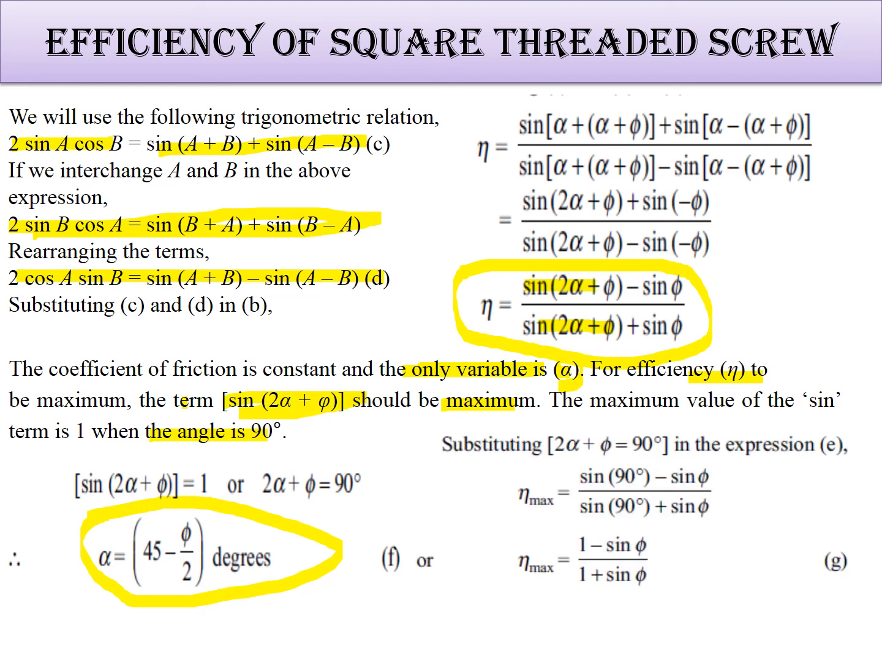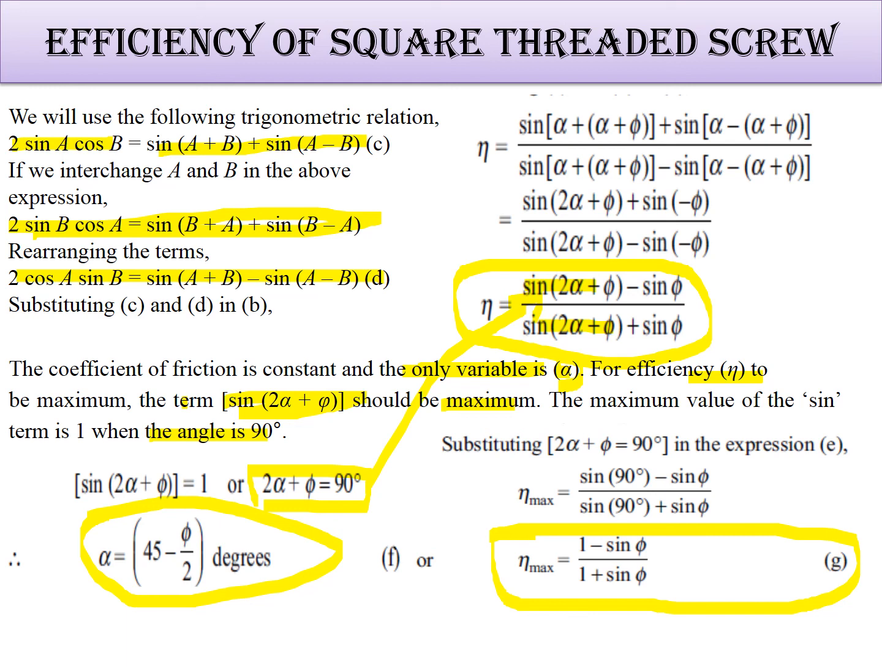And if you put 2 times alpha plus phi equal to 90 degrees here, then what are we going to get? Sine of 90 degrees minus sine of phi divided by sine of 90 degrees plus sine of phi. So this sine of 90 degrees means 1. This also means 1. So 1 minus sine of phi divided by 1 plus sine of phi. This is the final equation which we are getting here for the maximum efficiency.